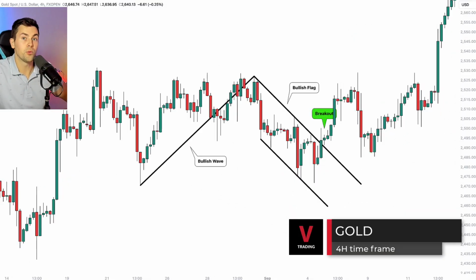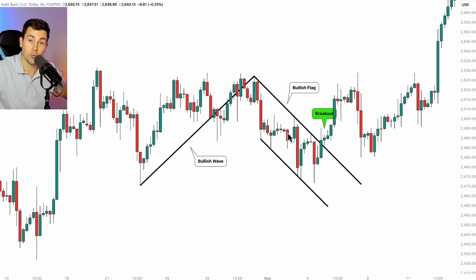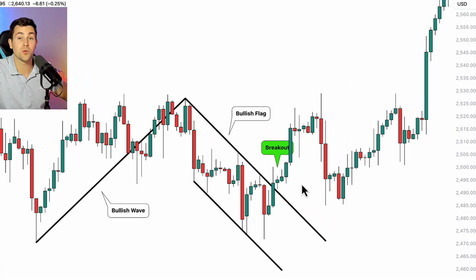Look at this perfect bullish flag pattern on gold on a 4-hour time frame. After a strong bullish impulse, the market started the correctional movement within a falling parallel channel. Then the violation of the resistance of the channel and the candle close above that triggered a strong bullish rally.